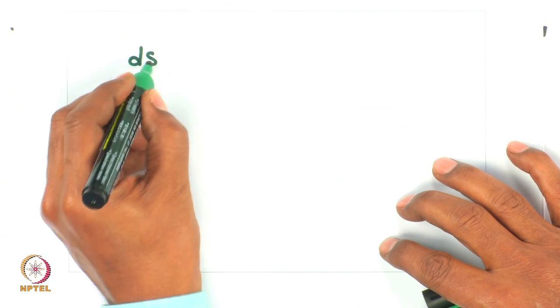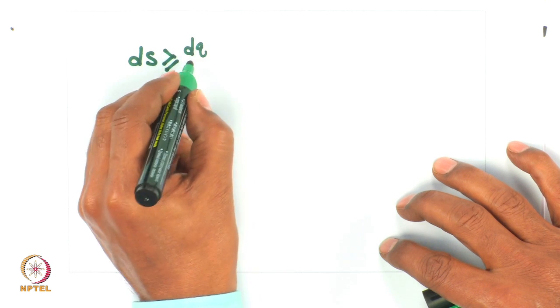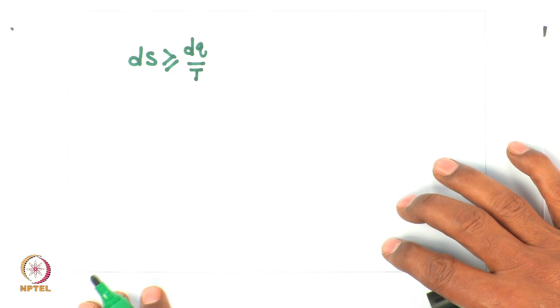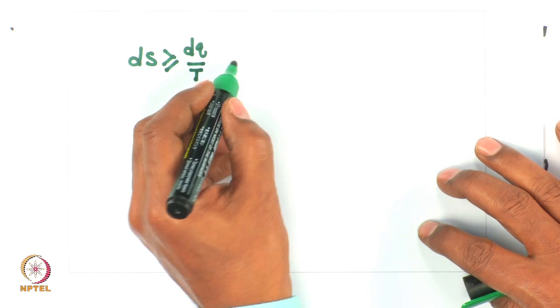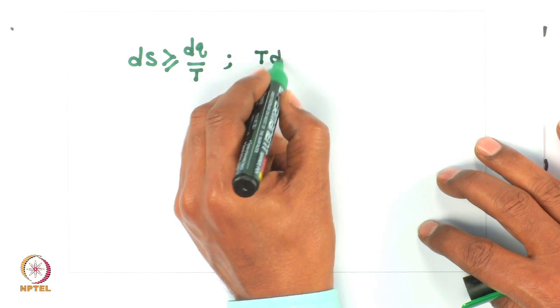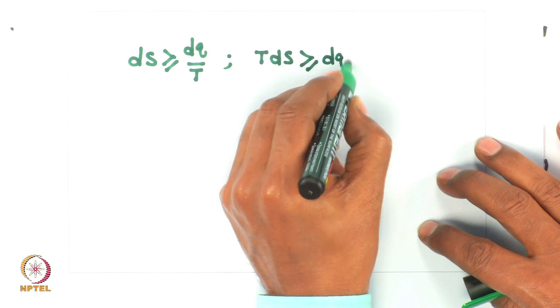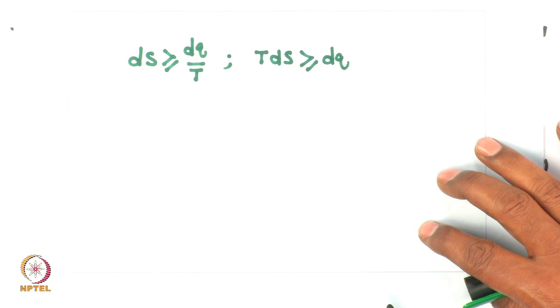We will start with the Clausius inequality, according to which dS is greater than or equal to dq by T. From this equation, I can write TdS is greater than or equal to dq.